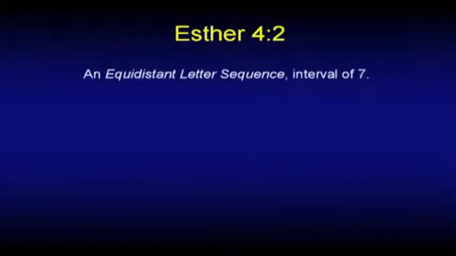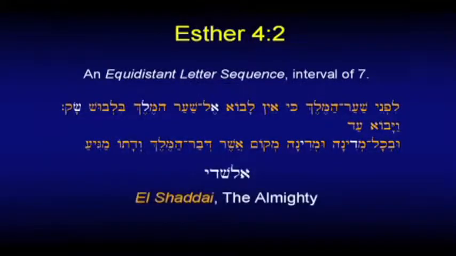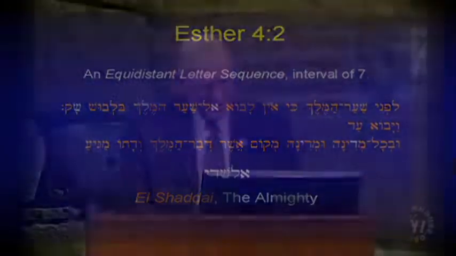Esther 4, 2. In this case, we have an equidistant letter sequence of 7. And we have here El Shaddai, the Almighty. Okay, so those are three ELSs that Yaakov Ramsdell wrote me a little note and pointed that out to me, and I checked it out. There's some work that goes into doing that.